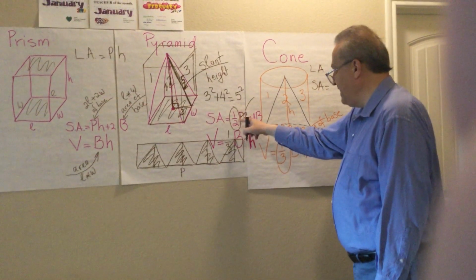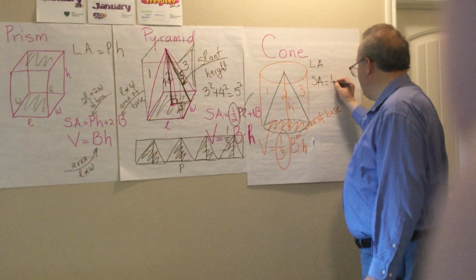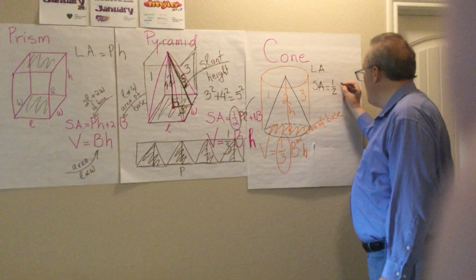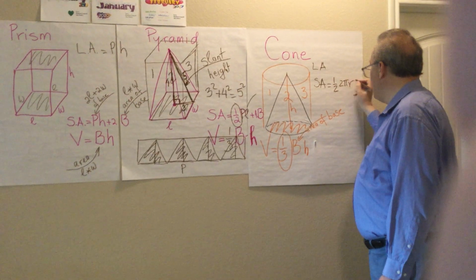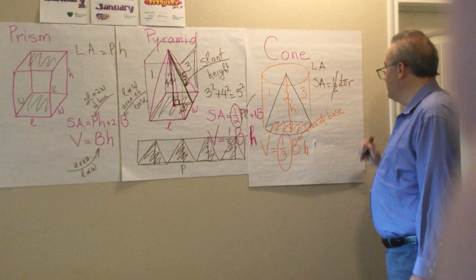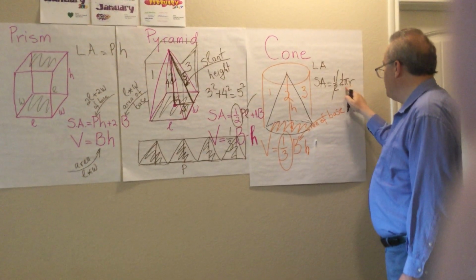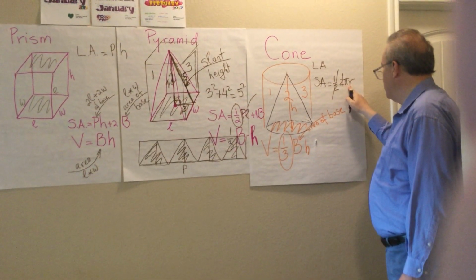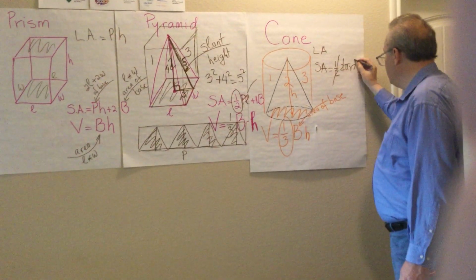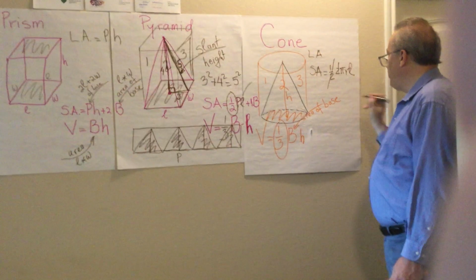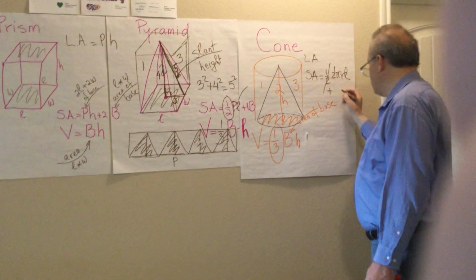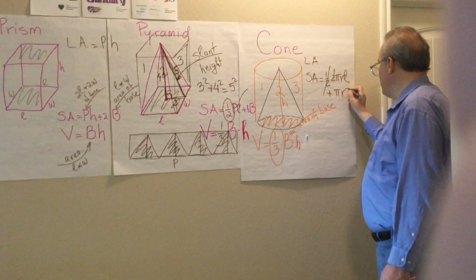Okay, if we apply the same principle, we would have 1/2. What's the perimeter of a circle? Oh, isn't that 2 pi r? But doesn't a half with 2 cross out? So you're left with just pi r times the slant height plus just 1 circle, pi r squared.